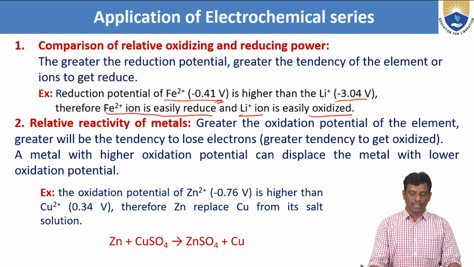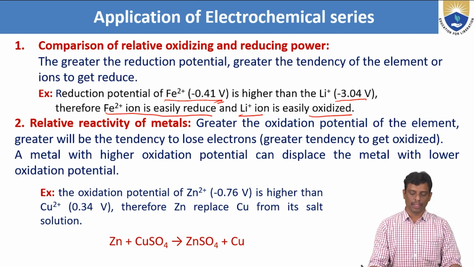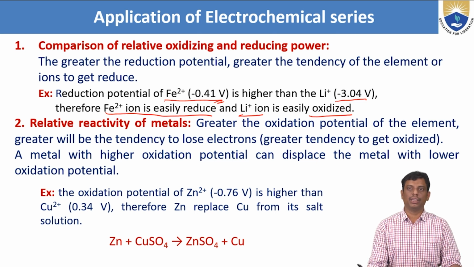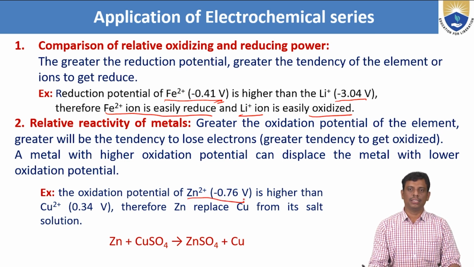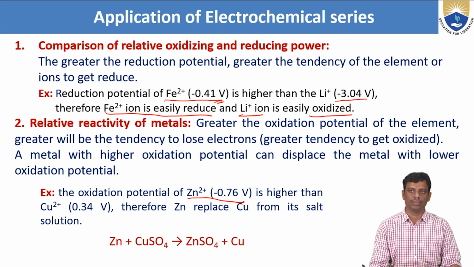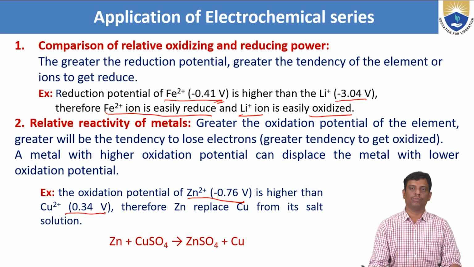Another application is the relative reactivity of metals. We can identify the reactivity of metals using this electrochemical series. For example, the reduction potential of zinc is minus 0.76 volts and the copper potential is 0.34 volts. Therefore, zinc always replaces copper from an aqueous solution.